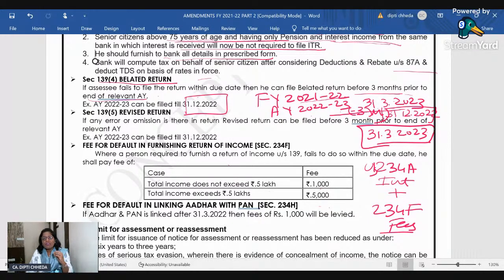Last year, we printed it as 10,000 and a 5 lakh limit and all. But after December, you are not allowed to file the belated return. So if you miss the date, of course you have to pay 234A interest, plus if your total income is less than 5 lakh, then the fee is 1,000. If total income exceeds 5 lakh, then the fee is 5,000.